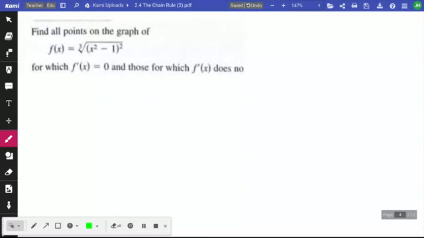All right, so we're going to change a little bit. We're going to find all points on the graph for which the first derivative of f is equal to 0, and those for which f prime of x does not exist. So if we're talking about points on a graph for which it's equal to 0, it's talking about having a horizontal tangent, so where the slope is 0. Okay, so we'll do our first derivative, and then where it doesn't exist, that would be where it has a vertical tangent. So if you're ever asked to find horizontal slopes or vertical slopes, a horizontal slope has a 0 slope and a vertical slope has a non-existent slope.